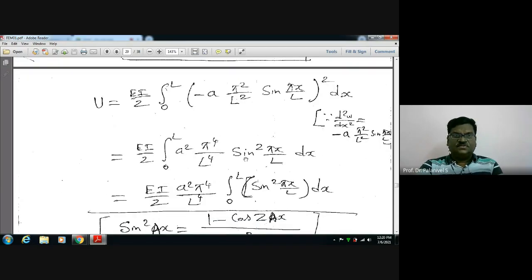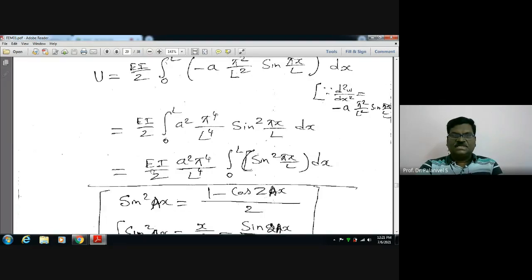Now expand it. EI by 2 into integral 0 to L of A square, the minus becomes plus when squared, and pi power 4 by L power 4, sine square pi x by L, into dx. You can put a bracket if you want. A square, pi power 4 and L power 4 are constants, so we have taken them outside. The integral 0 to L has only the variable function sine square pi x by L into dx.